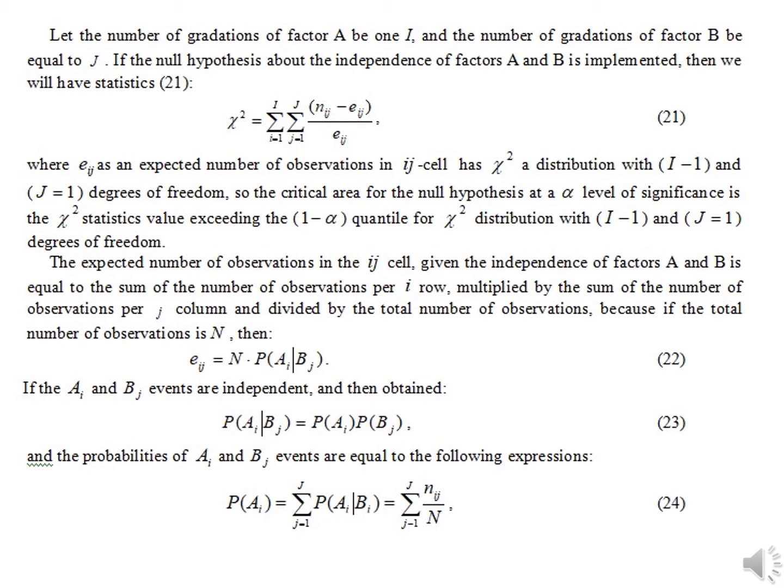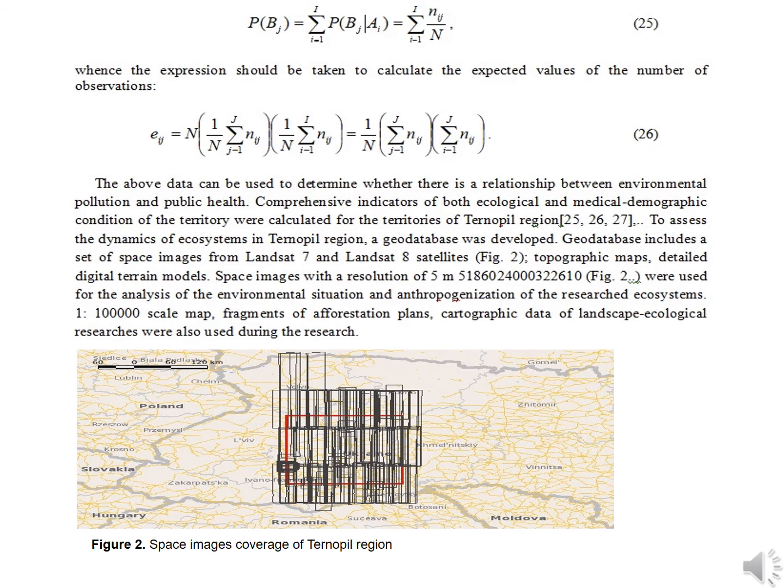Let the number of gradations of factor A be i, and the number of gradations of factor B be equal to j. If the null hypothesis about the independence of factors A and B is true, then we will have statistics in dependency 21. The above data can be used to determine whether there is a relationship between environmental pollution and public health.